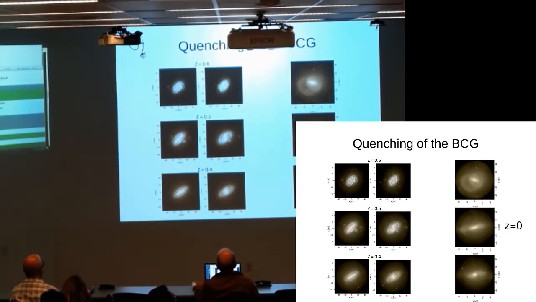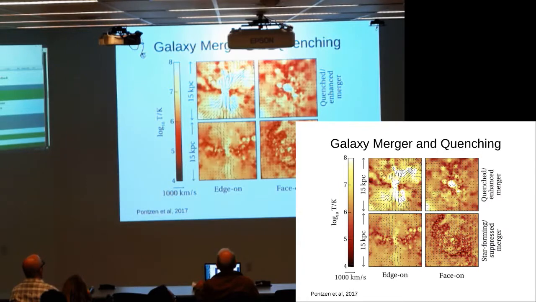I want to just point out that we're not totally surprised by this result because of work that Andrew Pontzen and Mike Tremmel did a couple years back, where they pointed out that the size of a merger makes a big difference in quenching a Milky Way-sized galaxy.